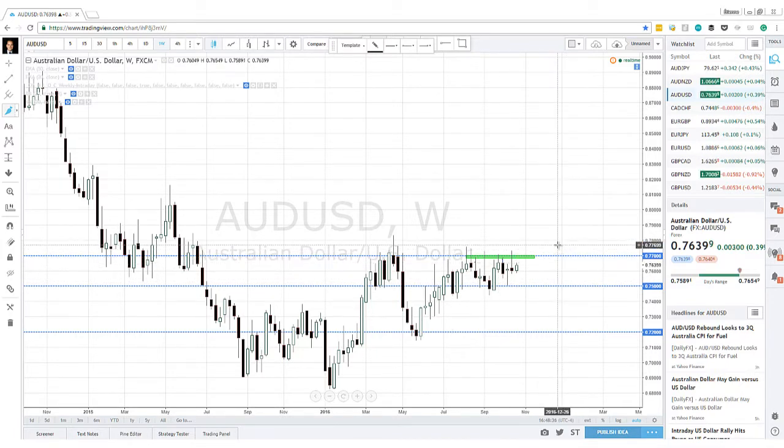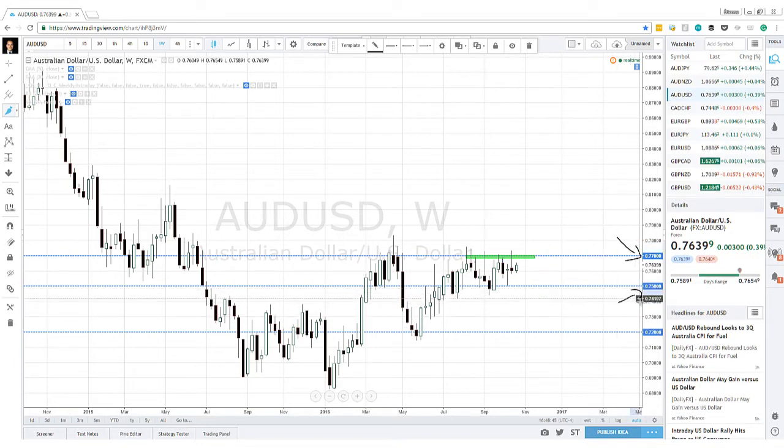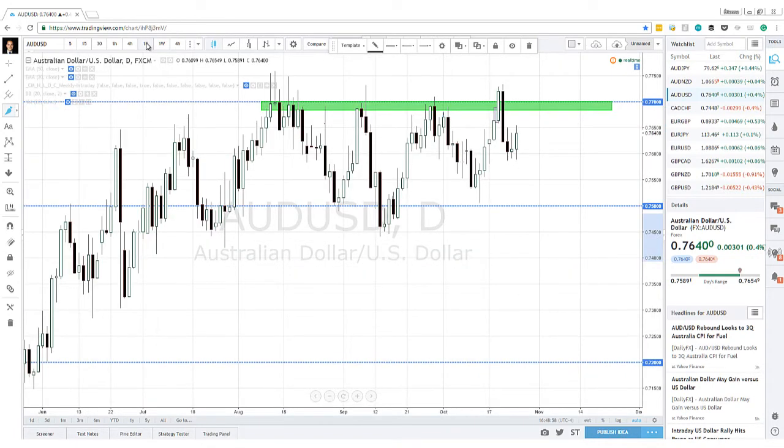What I want to draw your attention to is the fact that those are really round numbers. Look at this: 0.77 and 0.75. Round numbers, both of them. That's just something to keep in mind: round numbers are often good support and resistance zones. Sometimes they're not, but sometimes they're going to be really reliable. So in that case, it's a perfect case.